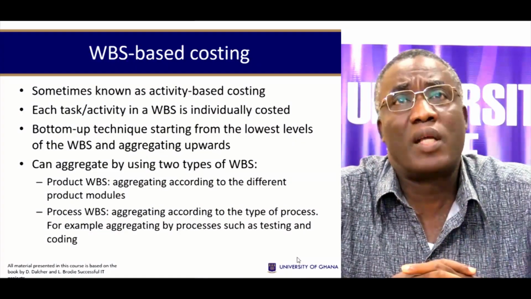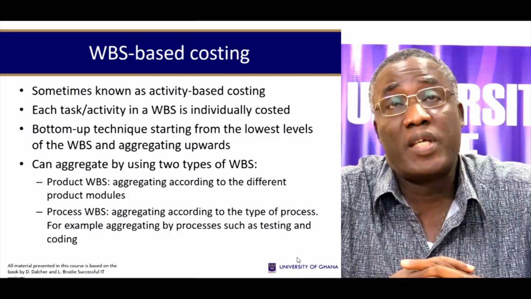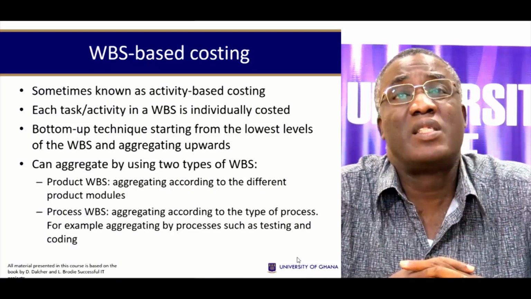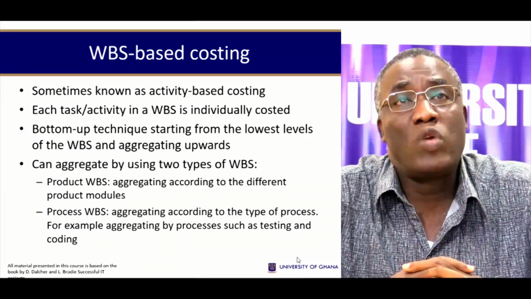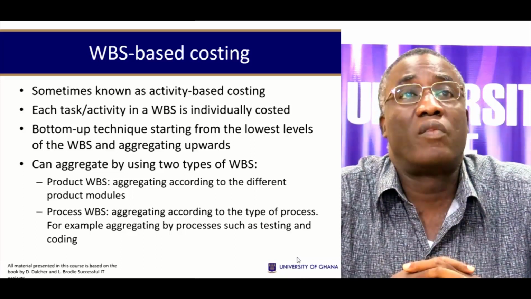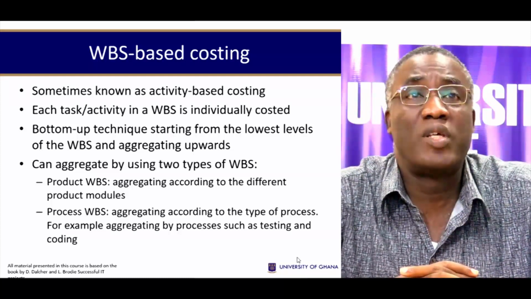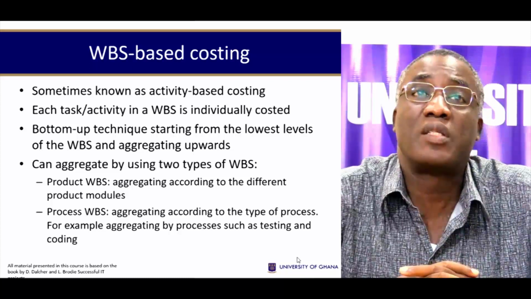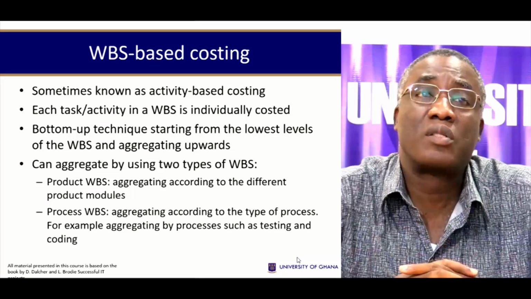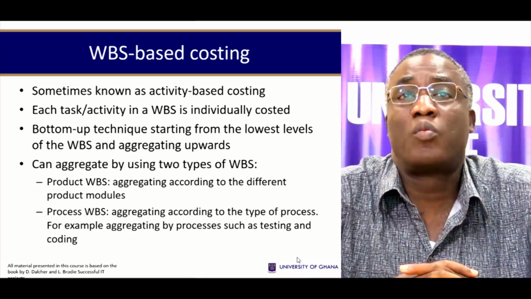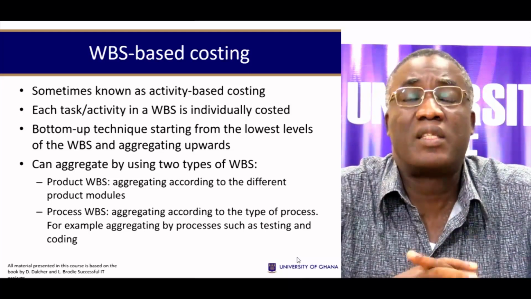Next, activity-based costing, or WBS-based costing. In this one, each activity in the WBS is individually costed. So you do a bottom-up technique, starting from the lowest levels of the WBS and then summing this up. You can aggregate using two types of WBS, product WBS or process WBS. The product one is useful for aggregating according to different product modules. The process WBS is for aggregating according to the type of processes, for example, aggregating by process such as testing or coding.